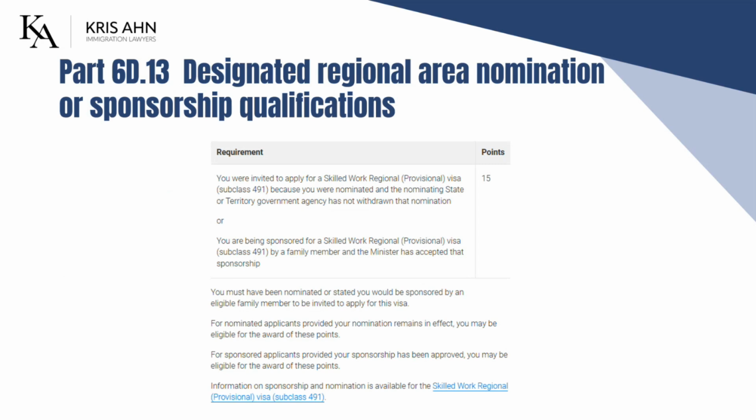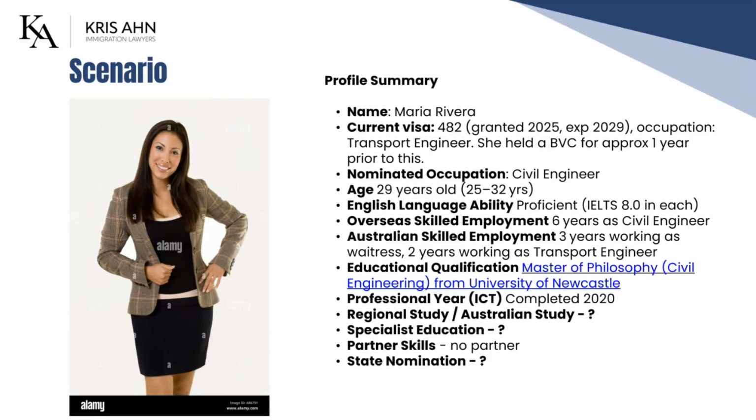So that's it. Altogether, it's going to be 30 for age, 10 for English, overseas employment, 5 for Australian employment, because we had to minus 1 year because she held the BBC, 5 points for ASR, 10 points for the specialist qualification. By the way, this 3 years working as a waitress doesn't count because it's not related to her nominated occupation here. 5 points for the regional study as well, and 10 points for having no partner. So altogether, she's got 85 points.